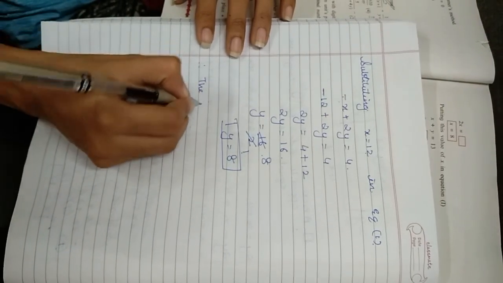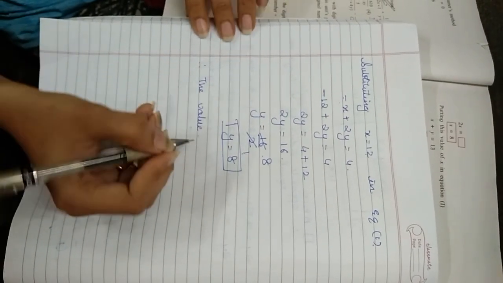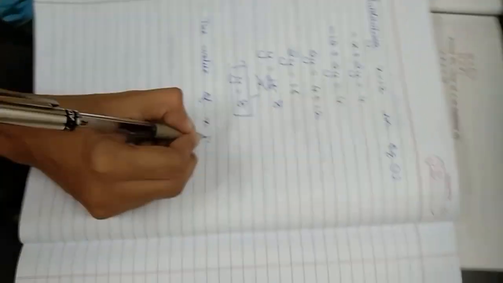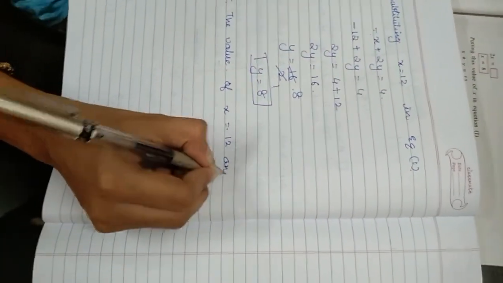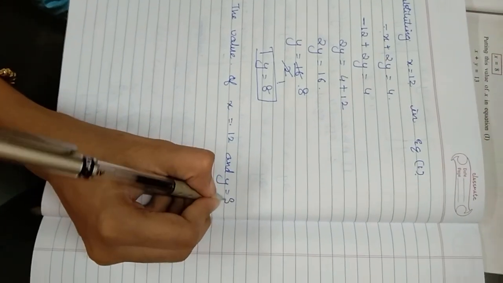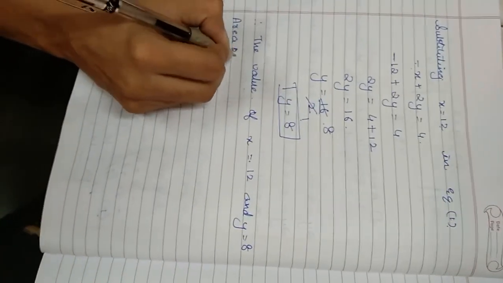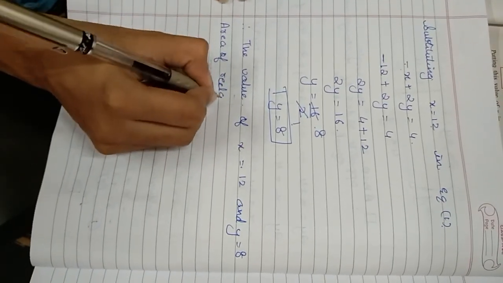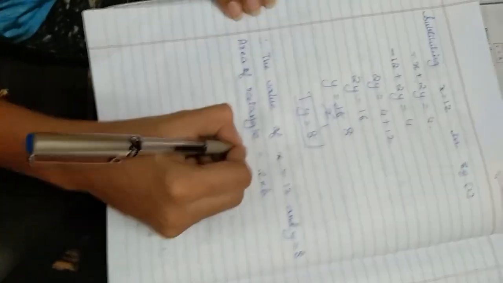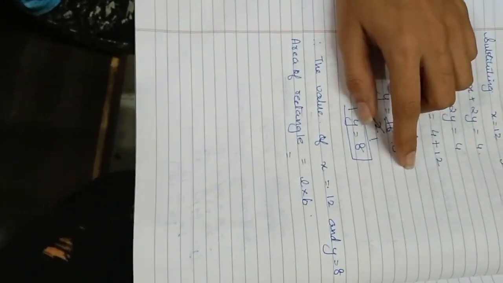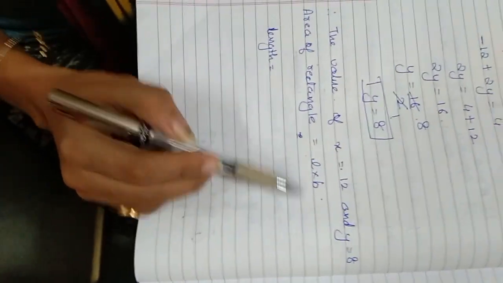Therefore, the value of x is equal to 12 and y is equal to 8. Now to find the area of the rectangle, the formula is length into breadth. The area of a rectangle is length into breadth.